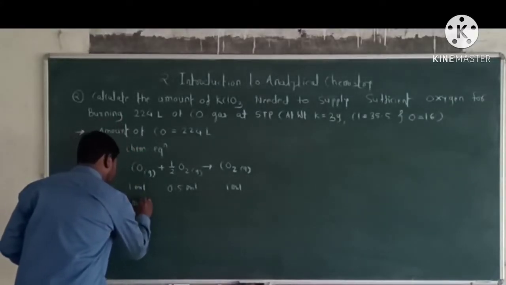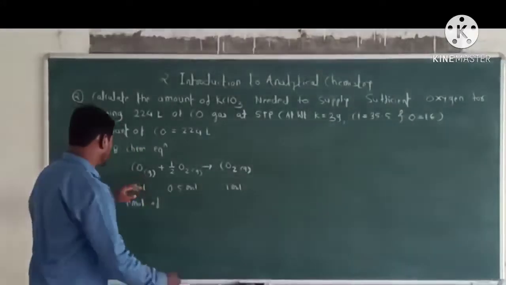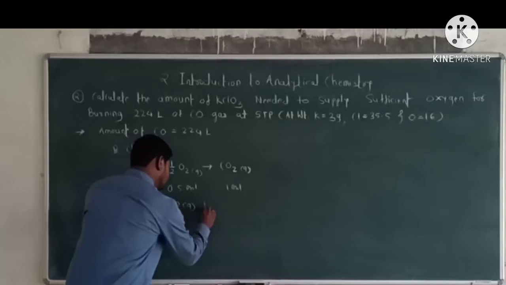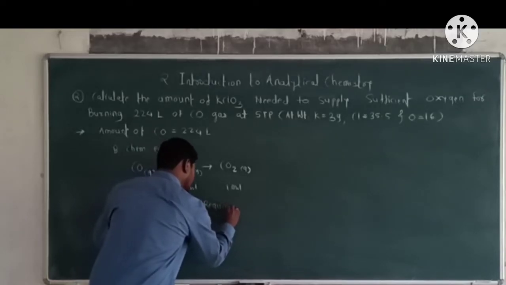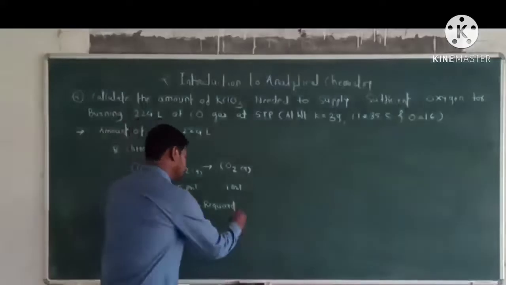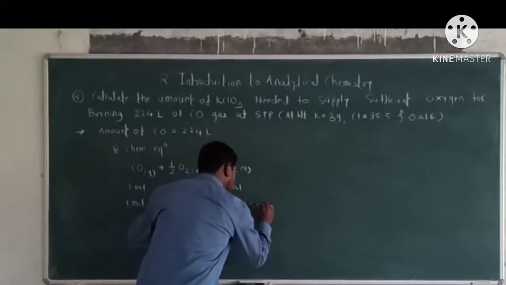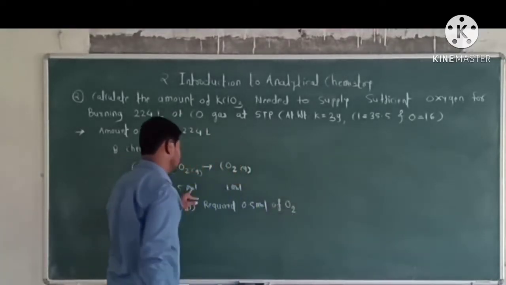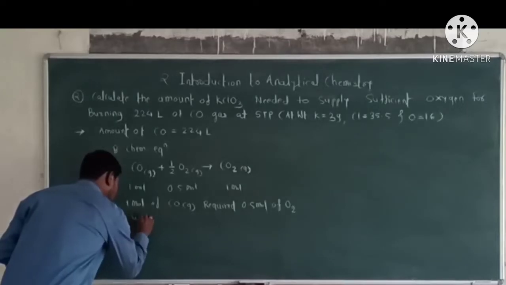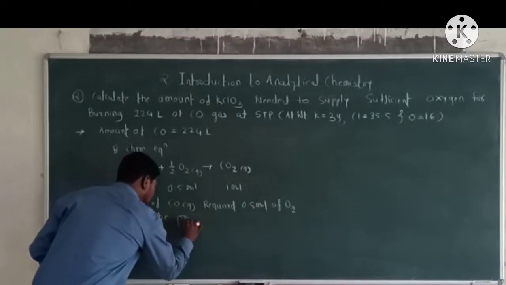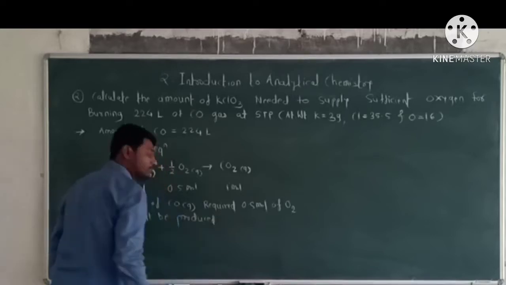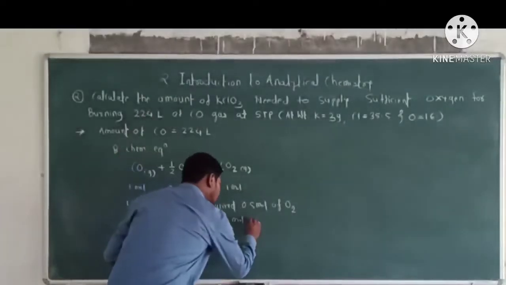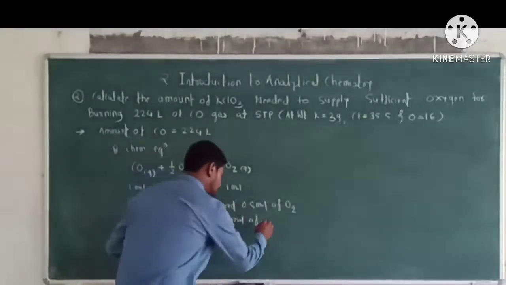1 mole of gaseous carbon monoxide requires 0.5 mole of gaseous oxygen, and 1 mole of gaseous carbon dioxide will be produced.